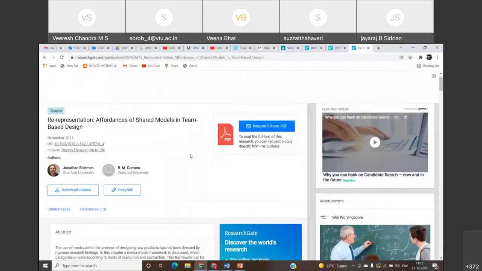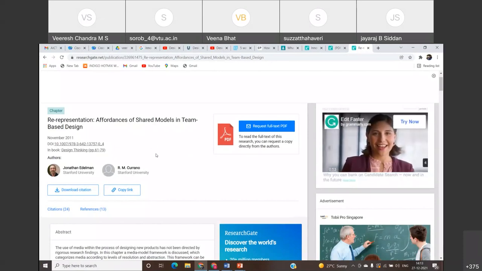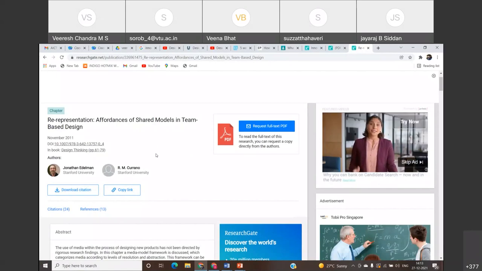So if you search the internet by this name, re-representation, affordances of shared models and team-based design, you have to request the full text PDF, or else you know different ways of downloading the papers. It consists of a case study also, through which you can clearly explain about the shared models and team-based designs. How exactly do the shared models work? Which are the shared models?